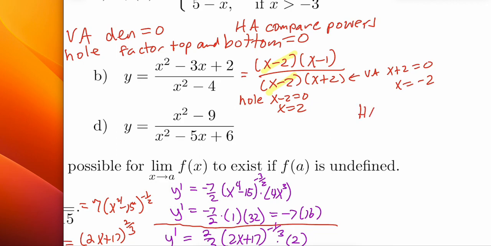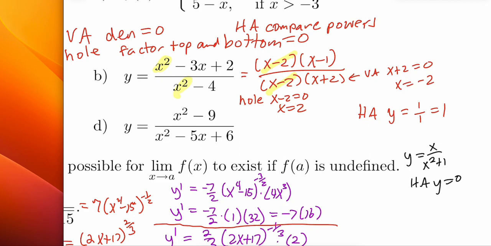Horizontal asymptote, we can use the simplified version or the unsimplified version. The highest power is x squared. When they match, we just get to use the coefficients. We see a pattern here that the horizontal asymptote is 1. Let me remind you, if we had a function that looked like x over x squared plus 1, if the higher power is in the bottom, the horizontal asymptote is always 0.